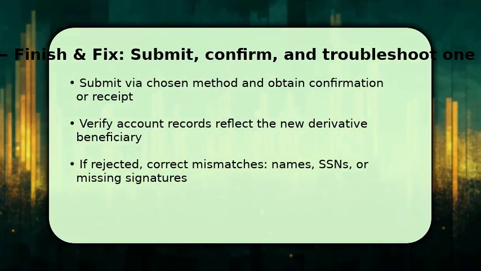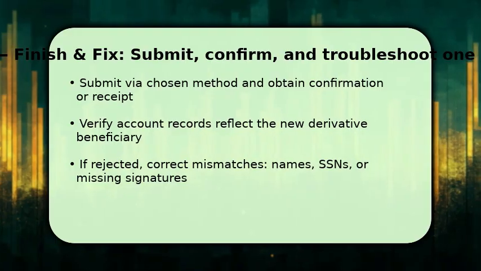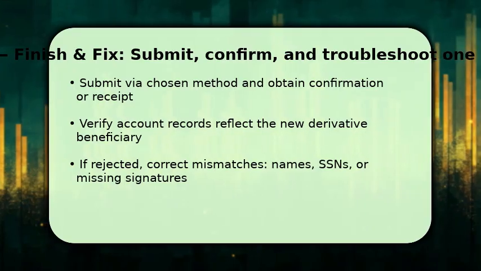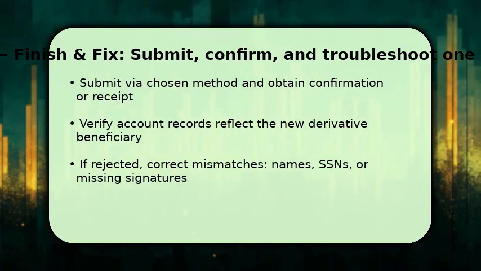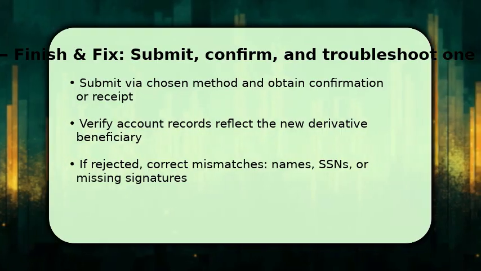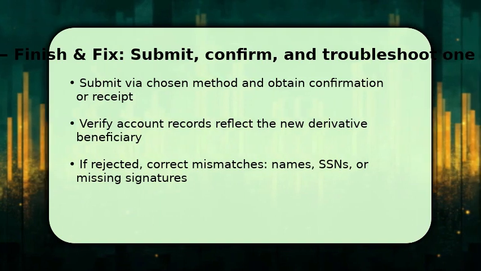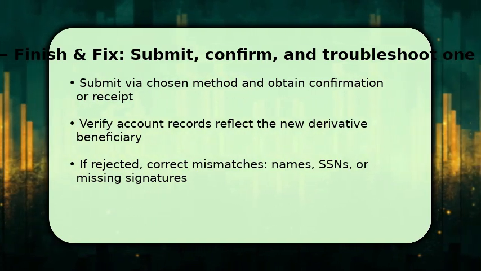If the change is rejected, focus on the most common problem, mismatched names or SSNs. Correct those first, then resubmit. Finally, keep copies of everything and follow up periodically. Prompt follow-through prevents disputes later and preserves intended inheritance outcomes.